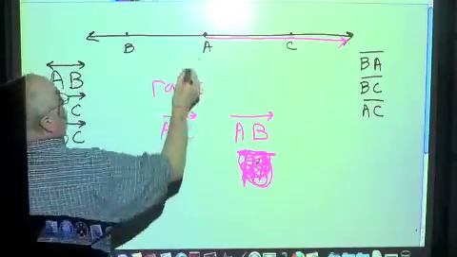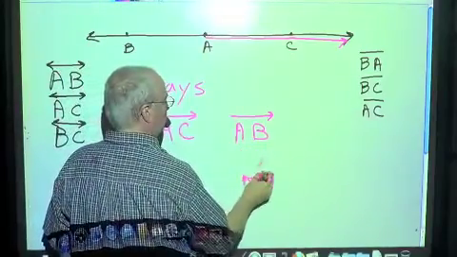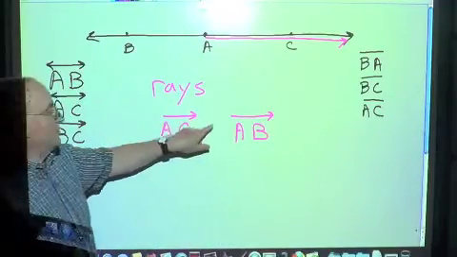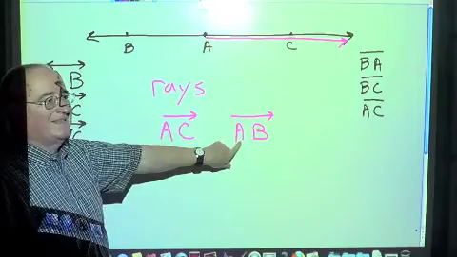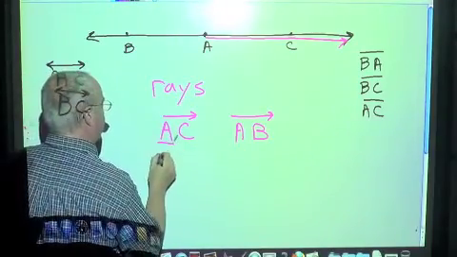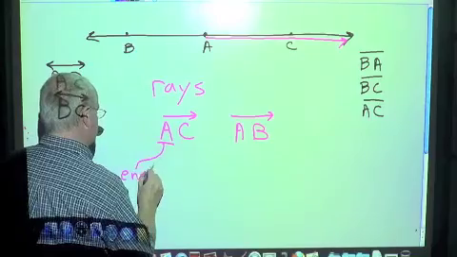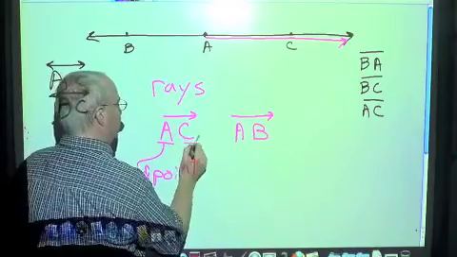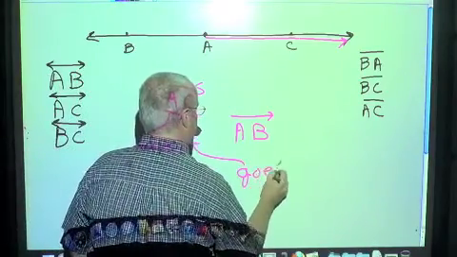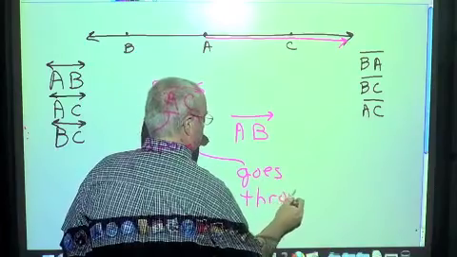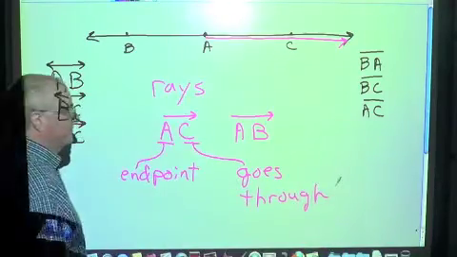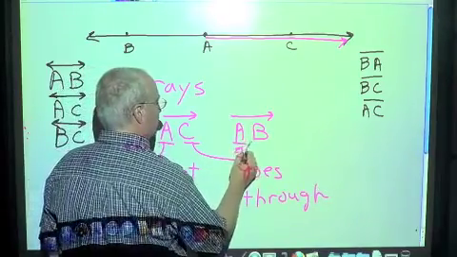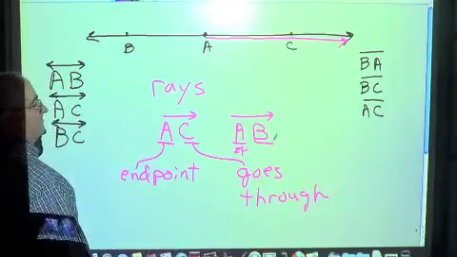Okay? Now, get this out of our way. Okay? Always on a ray, the arrow, the picture goes to the right. This is always the end point. Okay? This right here, end point. Always. This right here goes through. Alright? Same thing here. This is the end point. End point goes through. Okay?